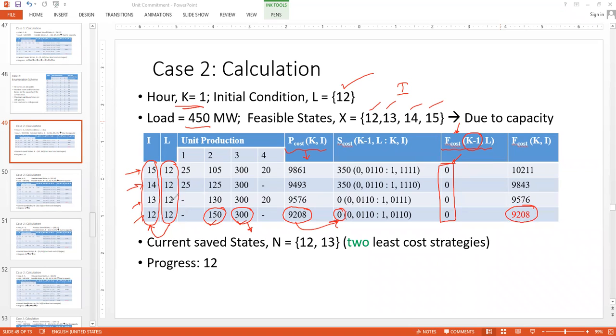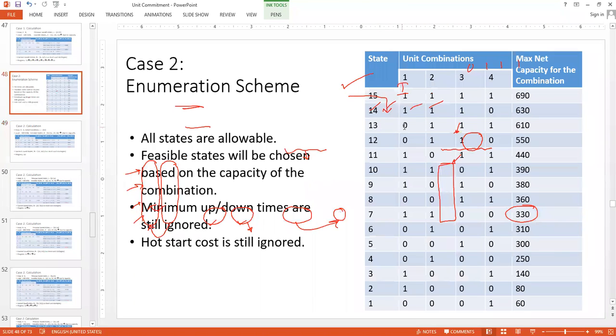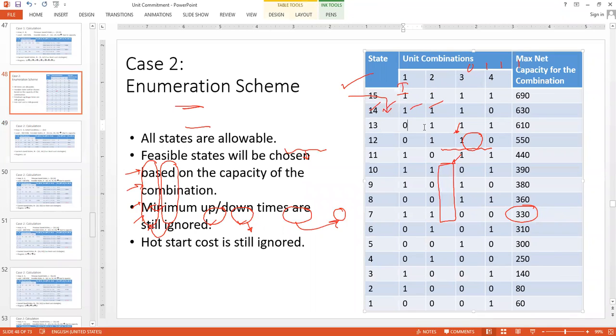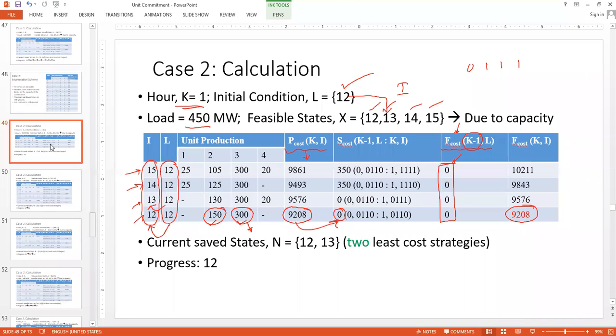We do the same for the next one, between 12 and 13. 13 means you have a 0, 1, 1, 1. If you go to the capacity ordering, 13 means 0, 1, 1, 1. So the first unit is off, the remaining 3 units are on.